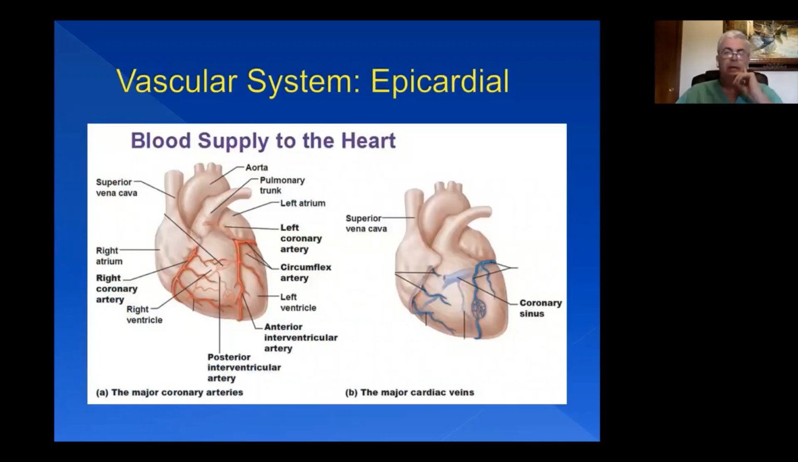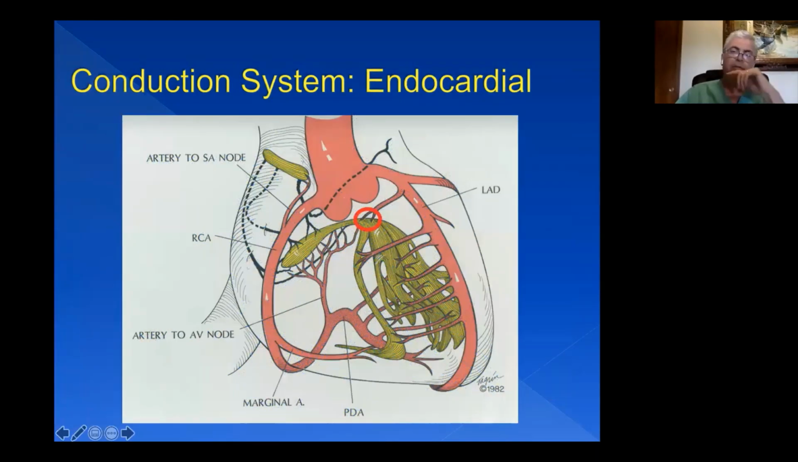This is just to highlight that the vascular supply, the arterial supply of the heart muscle, and the venous return, all the vascular system is epicardial. This is in contrast to the electrical system of the heart, which is mainly endocardial. In this drawing, you can see the representation of the sinus node, which is actually the exception, and that is an epicardial structure.